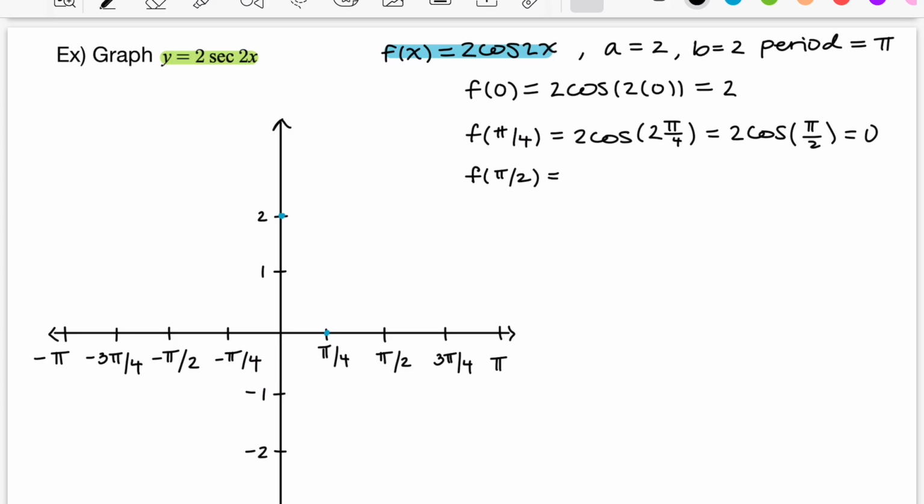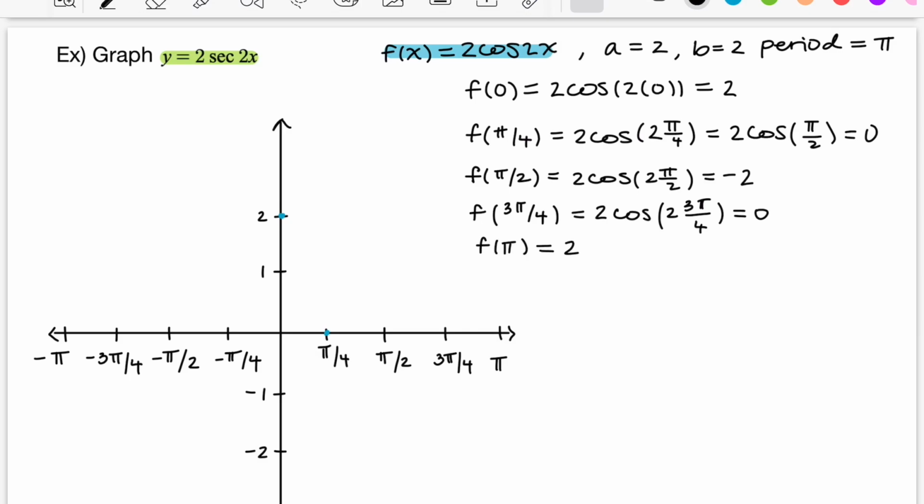Repeating this process for pi over 2, we will get 2 cosine of 2 times pi over 2. This will be cosine of pi times 2, so it'll be negative 1 times 2, so we'll get negative 2 here. And lastly, we have 2 cosine of 2 times 3 pi over 4 here. This will give us 0. And then we'll do the same thing for pi here. We'll get 2 cosine of 2 pi, which we know is going to be 1 times 2, so we get 2 there.